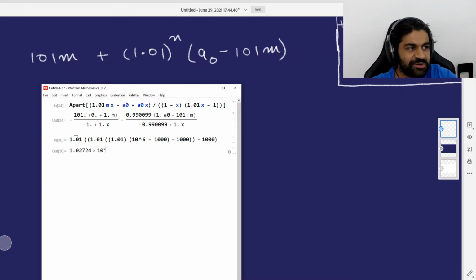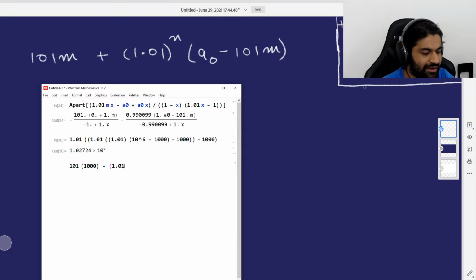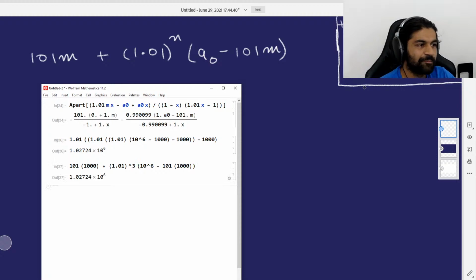Okay, but I want you to notice how ugly this computation is. Now let's try the formula. So the formula is just do 101 times 1,000, plus 1.01 to the third times a million, which is 10 to the sixth power, minus 101 times 1,000. Boom, the exact same number. So this really is an explicit formula that tells you how much you owe at the end of an n-month period.